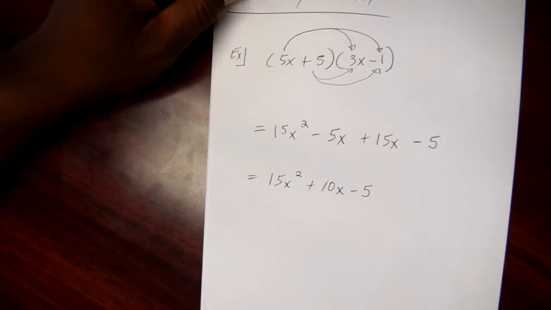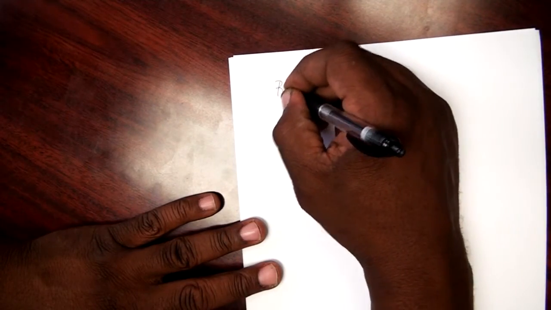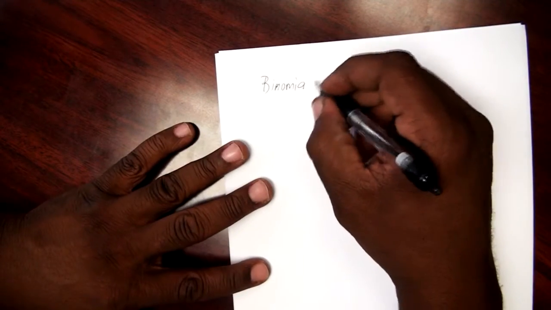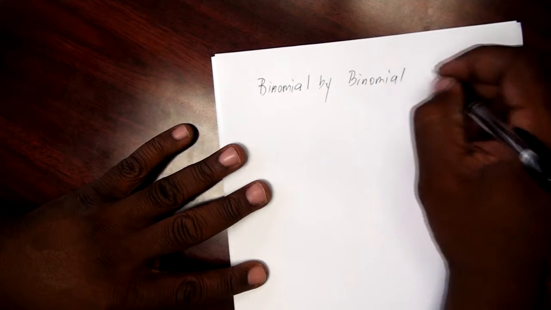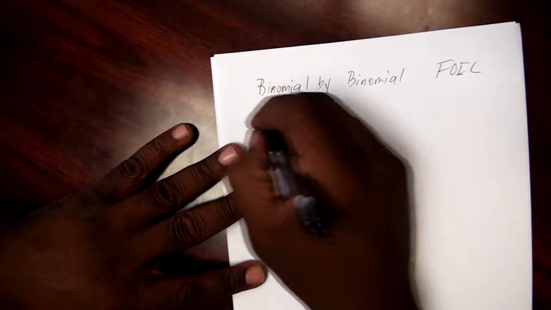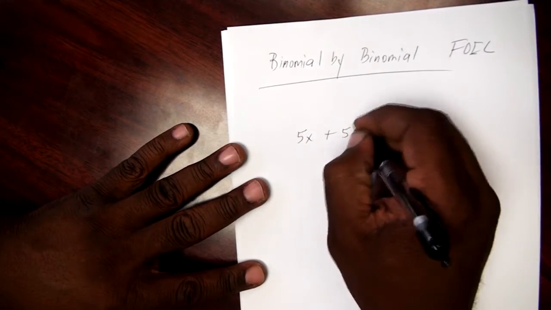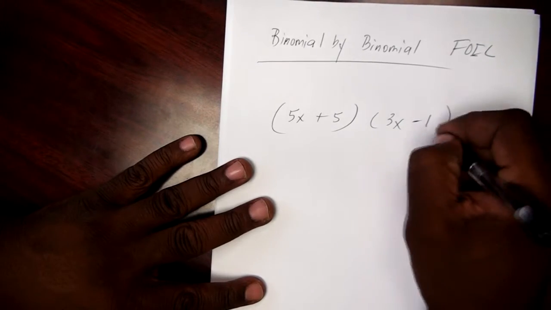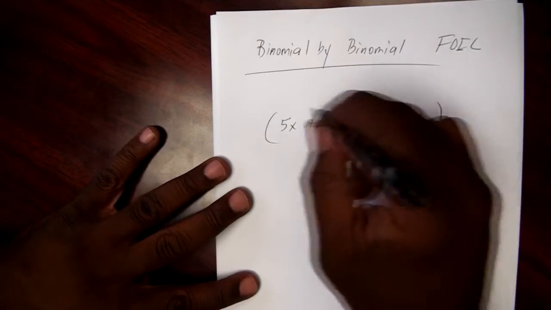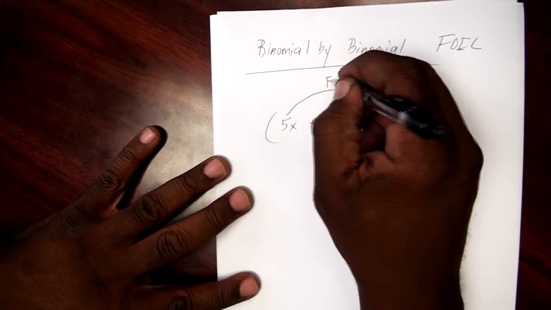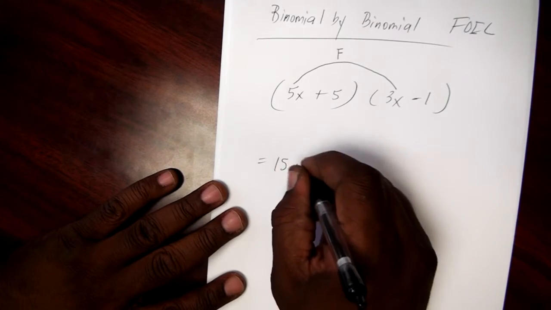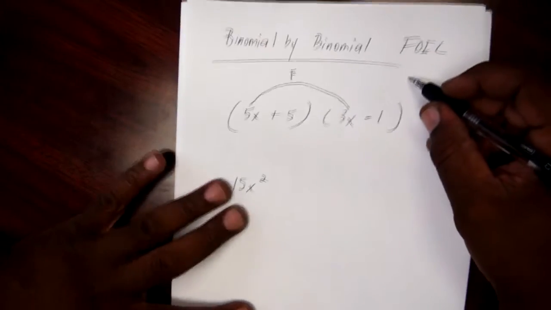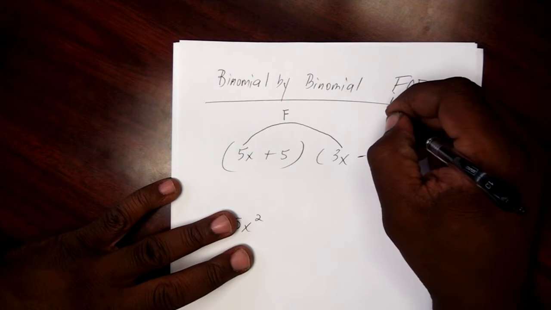I'll also show you the FOIL method for this exact same problem. And keep in mind that the FOIL method can only be used for this binomial by binomial setup. So again, we have 5x plus 5 times 3x minus 1. With the FOIL method, the first thing I'll do is multiply the first terms for both of my factors. So 5x times 3x is 15x squared. So that's the F. It stands for the first terms.